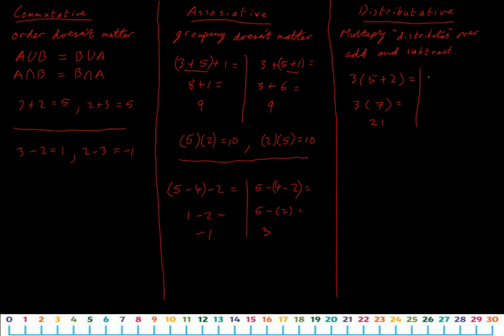But from time to time, and when we come to algebra in particular, there's going to be another way that we can do this. We know that multiplication means that we can have groups of things. So this can also be thought of as having 3 groups of 5 plus 3 groups of 2. And that will give us 3 by 5 is 15. And 3 by 2 is 6. And that's going to end up being 21 as well.